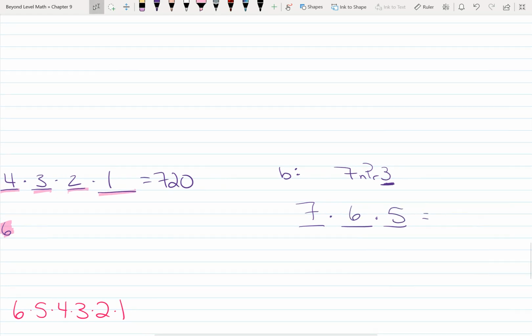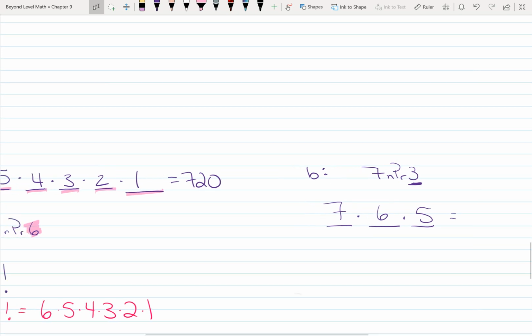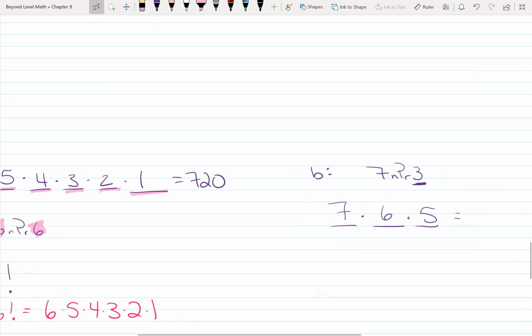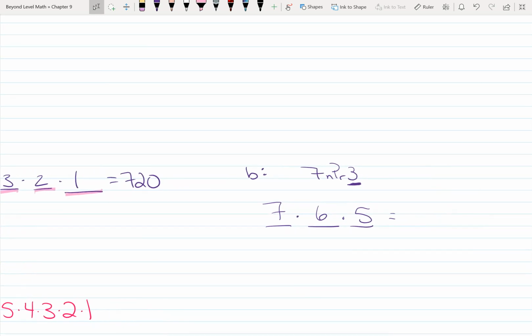Now, in this case, the factorial button would not work. If we typed in 7 factorial, that would mean 7 times 6 times 5 times 4 times 3 times 2 times 1. And that's not what we're doing here, right? So be sure that you understand the time and place when to use the factorial. So 7 times 6 times 5, we get 210. And if you use the nPr button, you'll get the same thing.